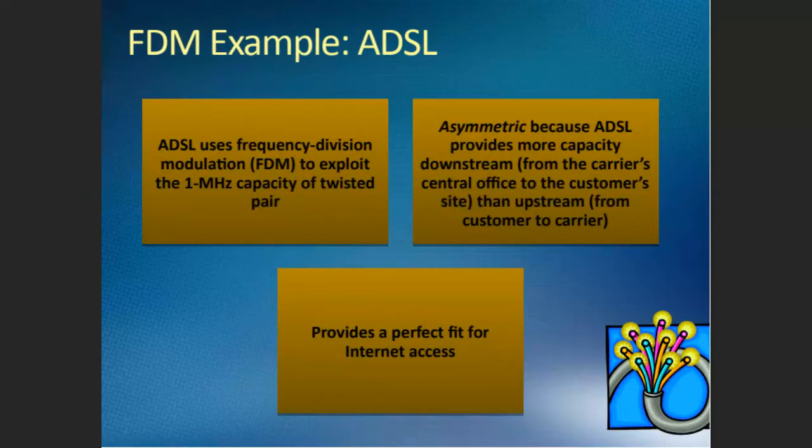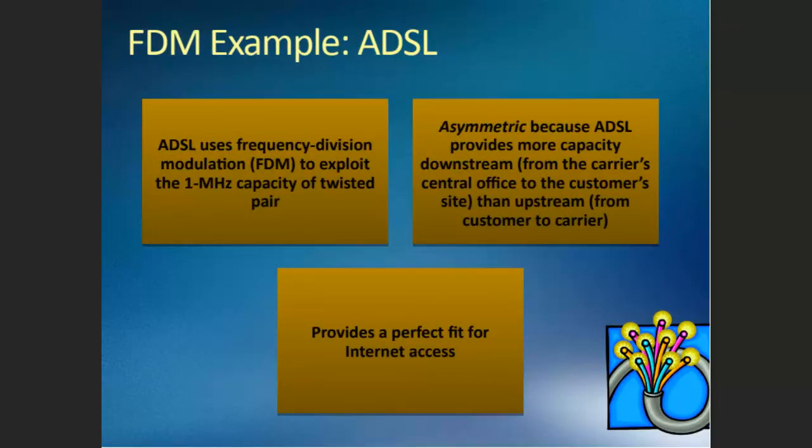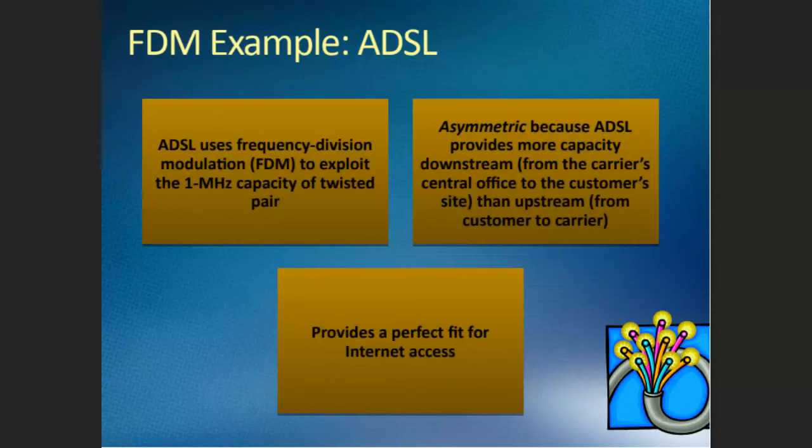FDM examples is the ADSL. ADSL uses frequency division multiplexing, FDM, to exploit the 1 megahertz capacity of your twisted pair cable. ADSL is asymmetric because download speed is different than upload speed, correct? You don't have upload and download at the same speed. Maybe some industries have different types of connection that will allow them, but for ADSL, the upload is always slower than the download.